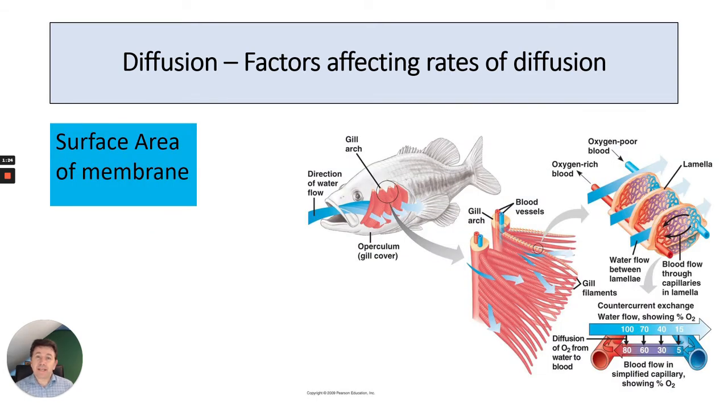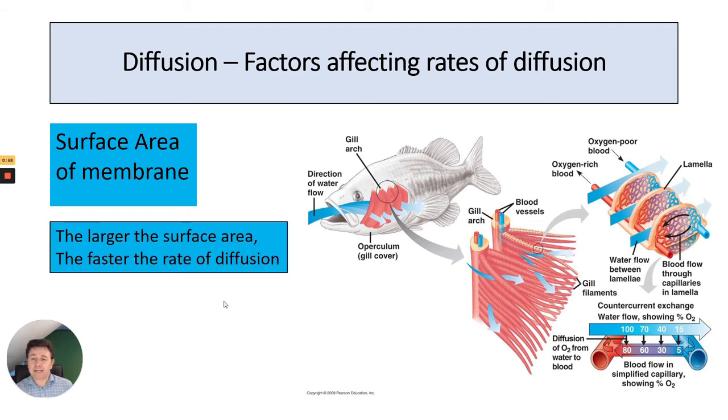Surface area of membrane is really important. For example, here I've got a fish gill. Fish gills have a large number of gill filaments. These gill filaments are tiny, they're microscopic, and they increase the surface area of the gill. Another example is our lungs, which we're going to talk about in a minute. In our lungs we have millions and millions of alveoli, and those increase the surface area. So basically, the larger the surface area, the faster the rate of diffusion.